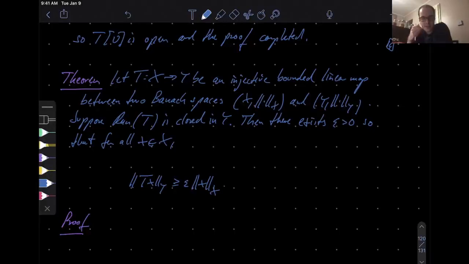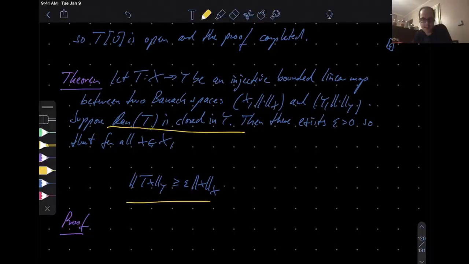Now, an important corollary of this one, which will prepare immediately the next big theorem in the section, namely the inverse mapping theorem, is written here. I call it itself a theorem. So if you have a bounded linear transformation between two Banach spaces and that guy is injective, assuming that it has a closed range, then in a sense T is bounded away from 0 in this fashion here, right?